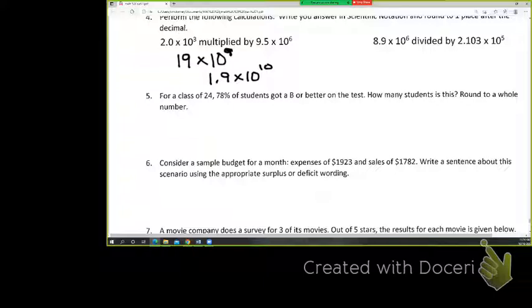On the next one, when I do 8.9 divided by 2.1, we end up with 4.23, and that even is rounded, right? And then when I subtract my exponents, I have 10 to the first. So my final answer is just going to be 4.2 times 10 to the first, because it says round to one place after the decimal.